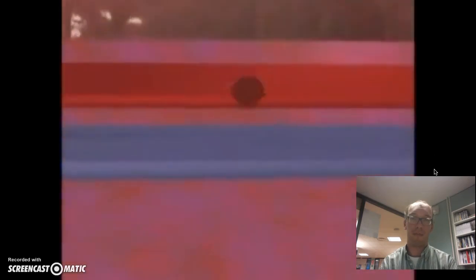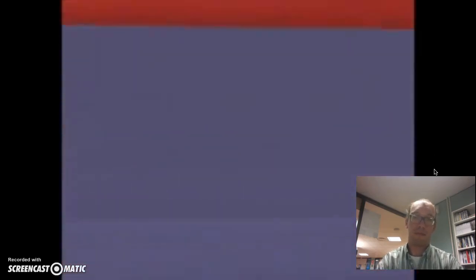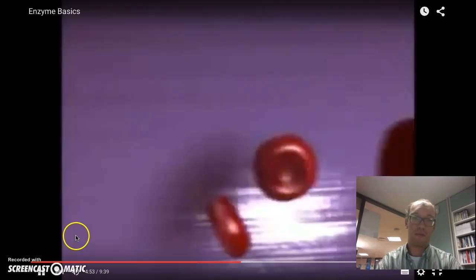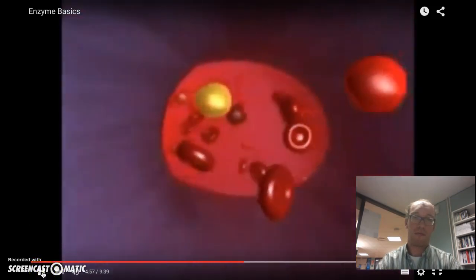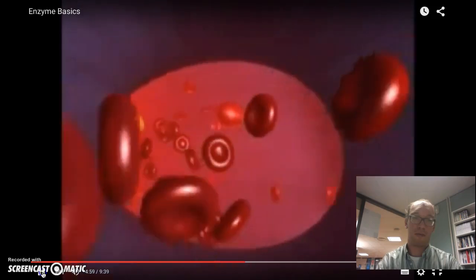Digested protein, carbohydrates, and fats are then absorbed through the villi of the small intestine into the bloodstream, where crucial life-sustaining nutrients are distributed throughout the body.